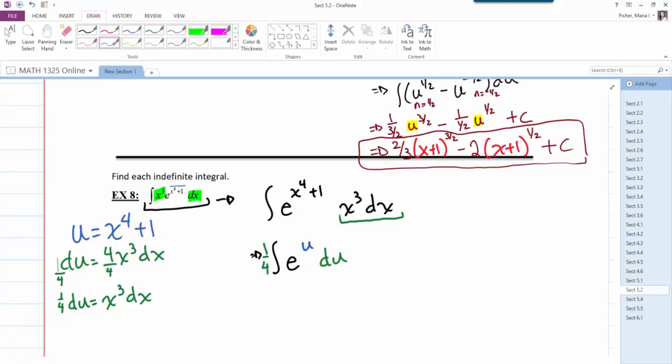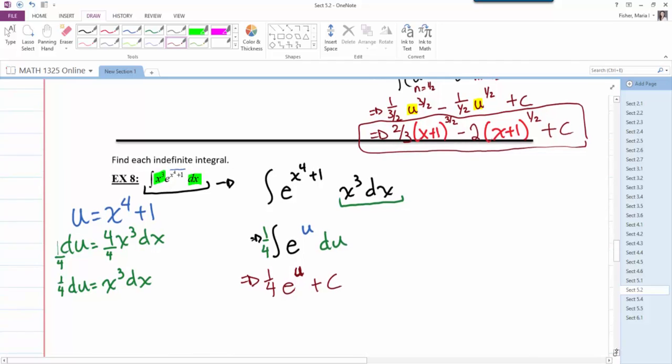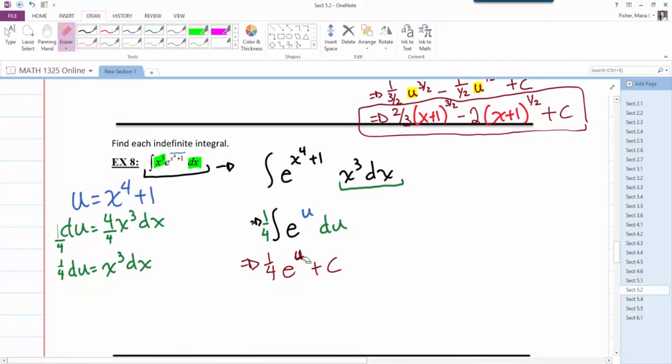And now I'm in basic form and I can use my rules from section 5.1 to find the integral here. 1/4 is a constant multiplier. It multiplies along. And the integral of e to the u du is e to the u plus c. So finally, instead of writing u, we want to write what it is in terms of x. Therefore, this is going to be 1/4 e to the, recall u is your x to the 4th plus 1, plus c.